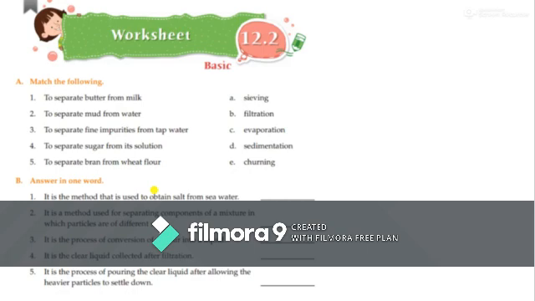Match the following. Again, this is the 12.2 worksheet. To separate the butter from milk: sieving, filtration, evaporation, sedimentation and churning. Butter from milk is churning.